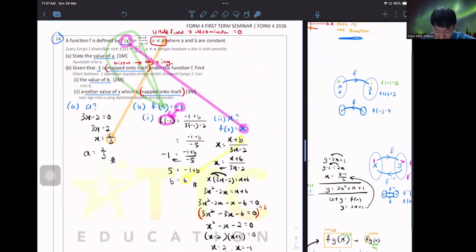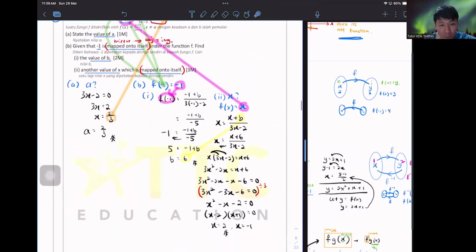The English wording: negative 1 is mapped onto itself. So you're finding another value also mapped onto itself. So there are 2 values mapped onto itself, 2 numbers. That's why from here we got 2 answers. One of them is negative 1, which the question says at the beginning. That's why you take the other one, the 2, as your final answer. Just a grammar issue lah.